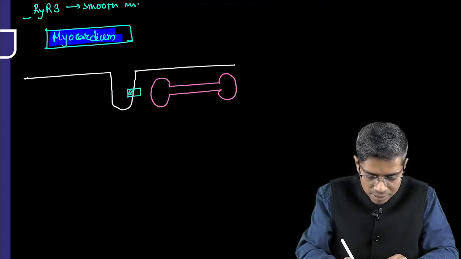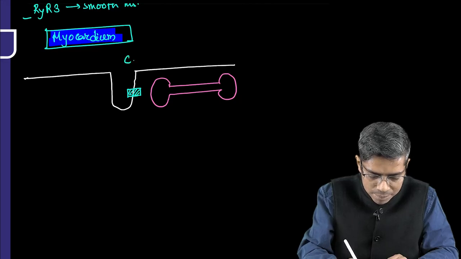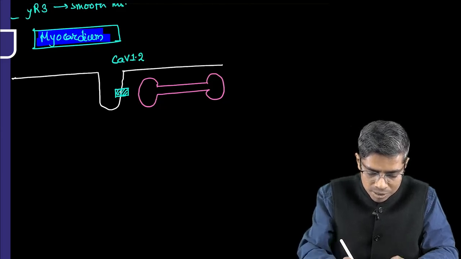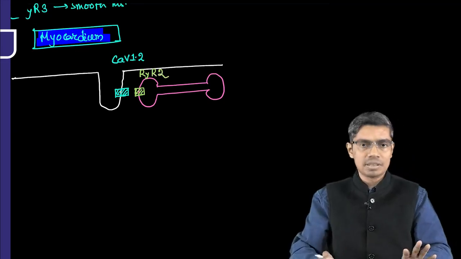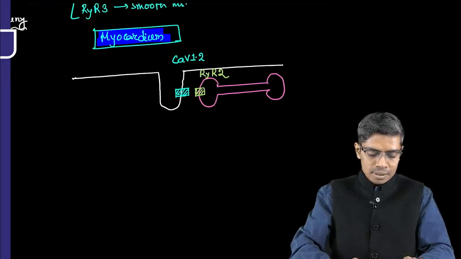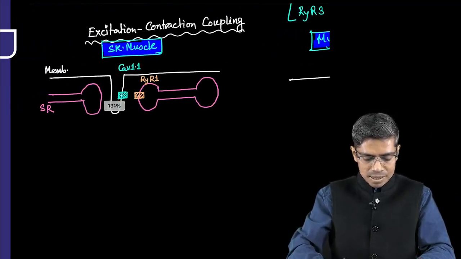Same way, if I look at the myocardium channel, then there will be DHPR channel. This DHPR channel will be known as voltage gated calcium channel, but here it is CAV 1.2 type of channel. And just opposite to this there will be RYR channel. So this RYR type 2 type of channel will be present here. So far this is clear. Now we'll be first discussing the skeletal muscle.